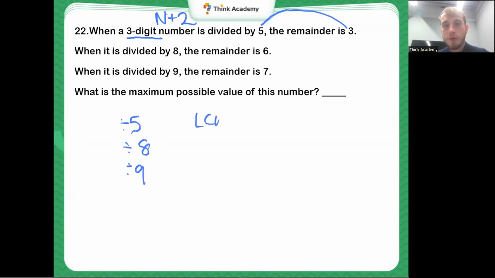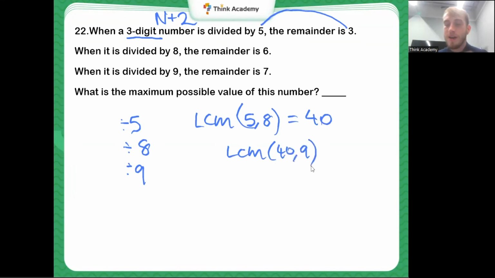So what's the lowest common multiple of 5, 8, and 9? Well, 5 and 8 have nothing in common. So we've got an LCM of the product, which is 40. And the LCM of 40 and 9 also have nothing in common, no common factors. So that LCM is just the product of those two, which is 360.